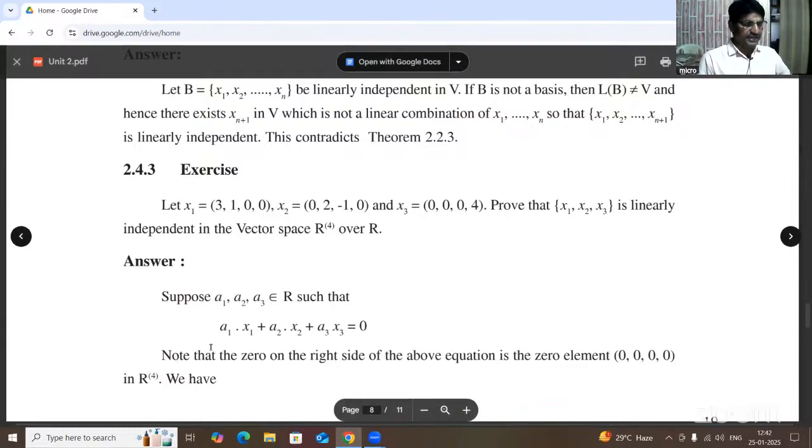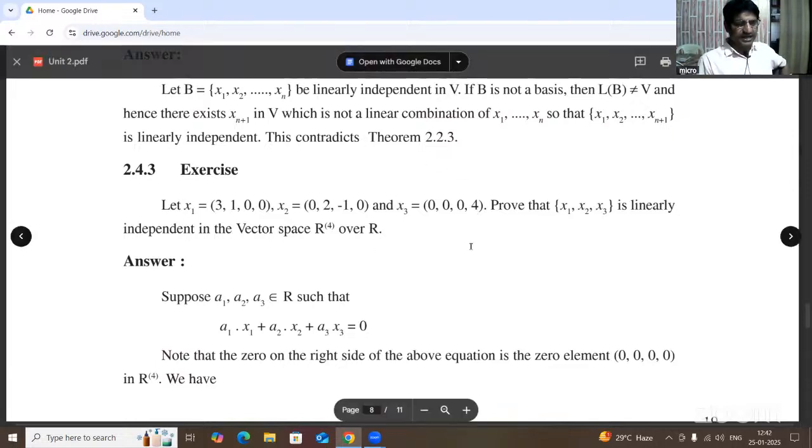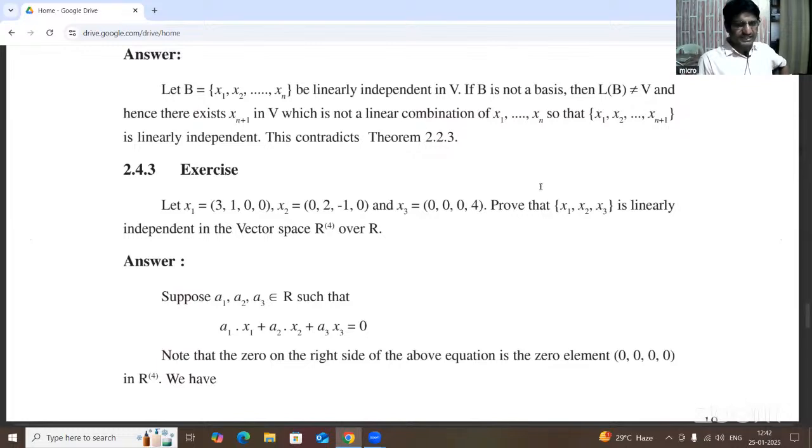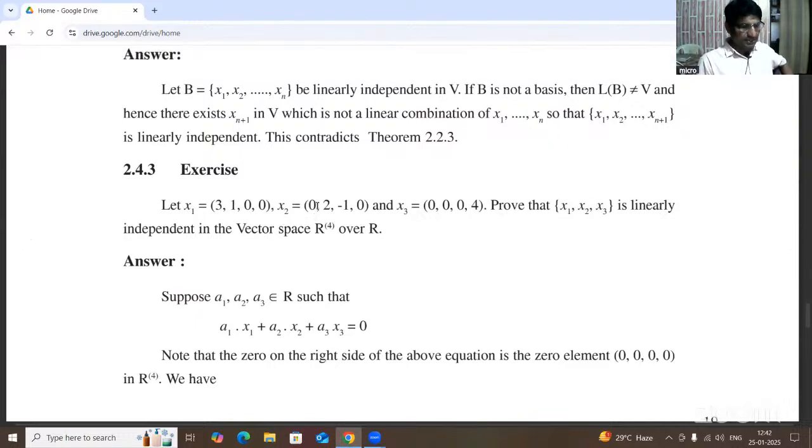Suppose we are given three vectors x1, x2, x3. x1 equals 3, 1, 0, 0 and x2 equals 0, 2, minus 1, 0. This is the second vector. And the third vector is 0, 0, 0, 4. These three vectors form a set x1, x2, x3. It is also linearly independent in the vector space R power 4 over R.